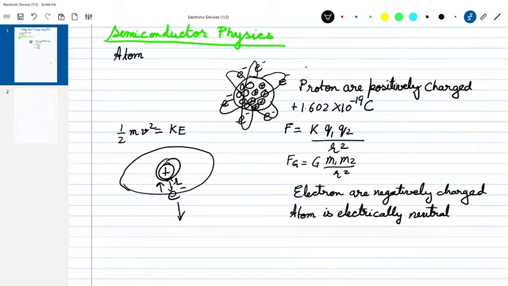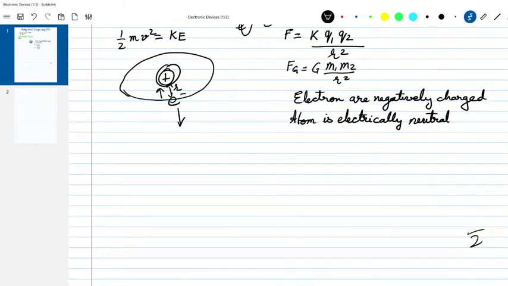So when this balances, then the orbital is going to be stable, right? Now there are different orbitals here. The way to do this is 1s, 2s, 3s, 4s, 5s, 6s, 7s, 2p, 3p, 4p, 5p, 6p, 3d, 4d, 5d, and then you have got 4f.